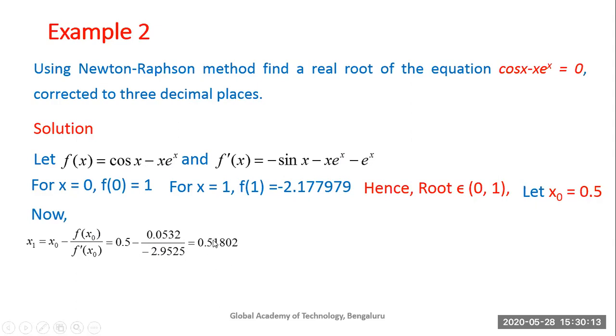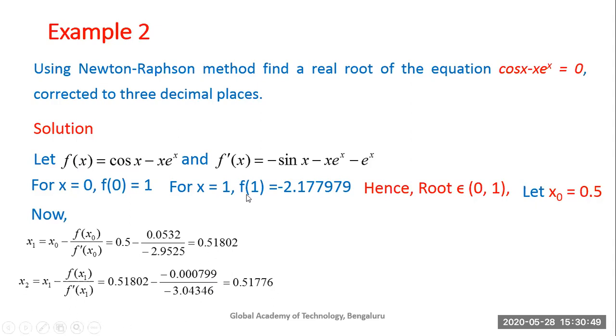Now using 0.51802, calculate x2, which is x1 minus f of x1 by f dash of x1. So we get x1 is 0.51802 minus, so this is f of x1. In f of x, replace x by 0.51802, you get minus 0.000799. And f dash of 0.51802, you get minus 3.04346. So you get 0.51776.